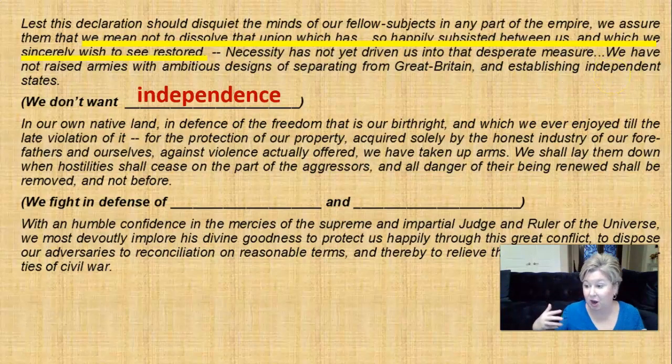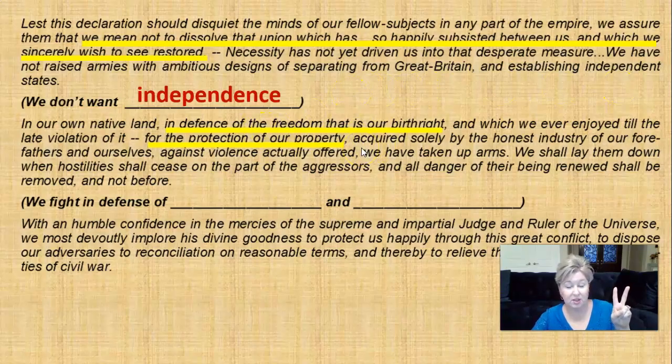But here, we're in our native land, they're telling Parliament, in defense of the freedom that is our birthright, that's number one, and for the protection of our property that's been acquired by the honest industry, the work of our forefathers, the labor of our forefathers and of ourselves. We've acquired this property. We're going to protect our property. We're going to defend our freedom. Life, liberty, property, you guys.